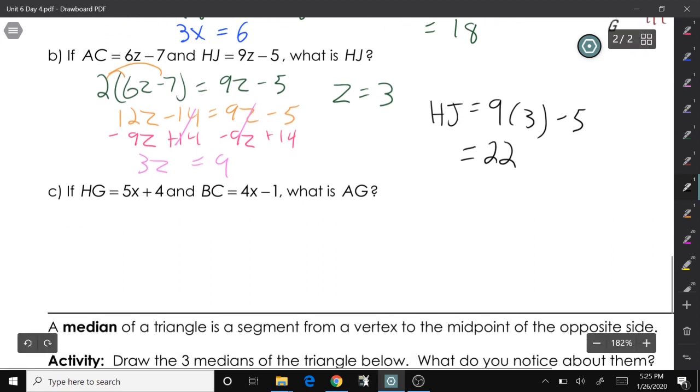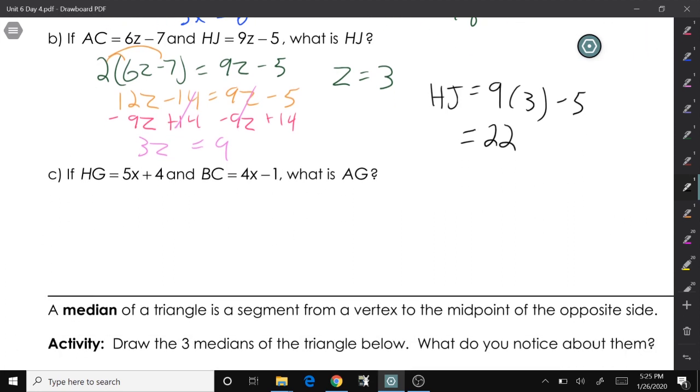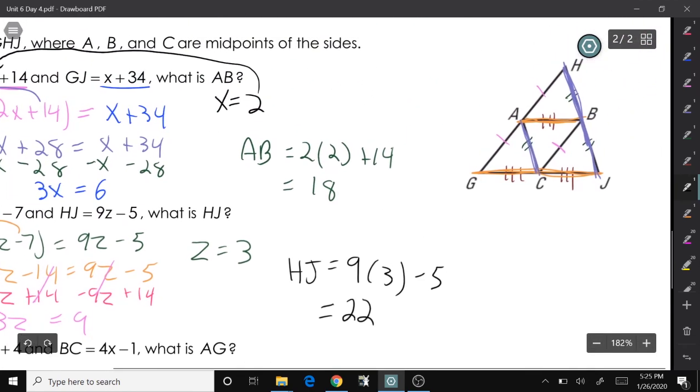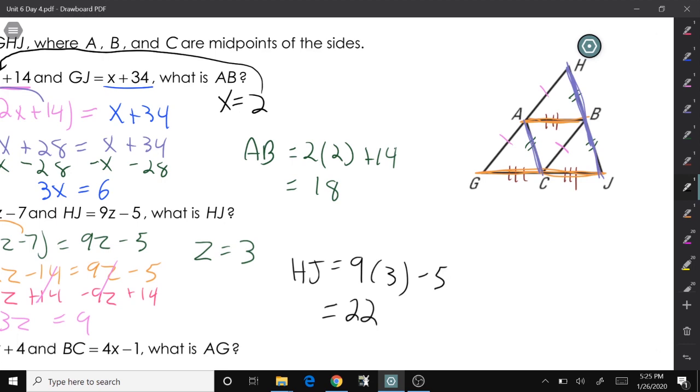Alright, and the last example for this picture, HG is 5x plus 4, and BC is 4x minus 1. What is AG? So we're being asked to find one of the lengths that we're not working with at the beginning. So let's look at our picture, HG and BC. HG is right here, and BC is right here. So BC is half the length of HG.